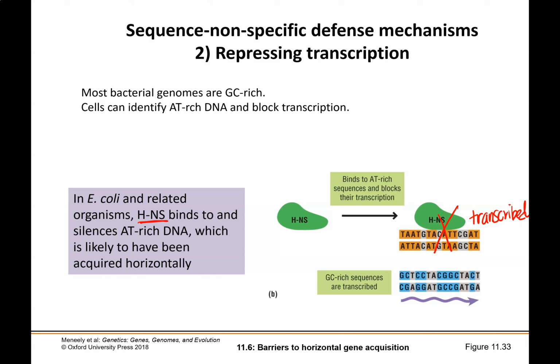But the normal DNA sequences, those GC-rich sequences, are going to continue to be transcribed regularly. That is to say that the normal genomic DNA is going to be transcribed as usual. But any horizontally acquired DNA from, say, a virus or a bacterium in the environment is not going to be transcribed.